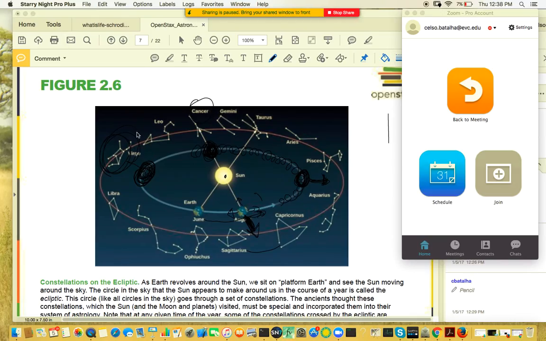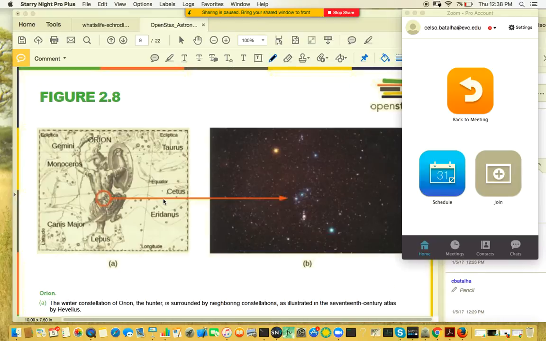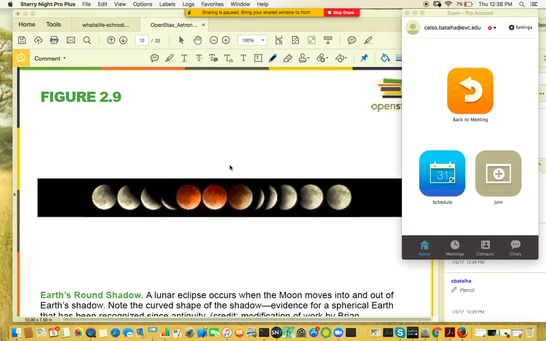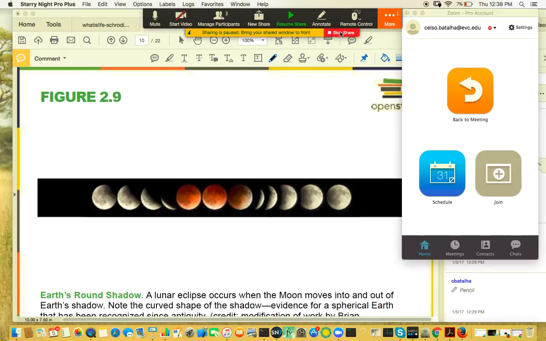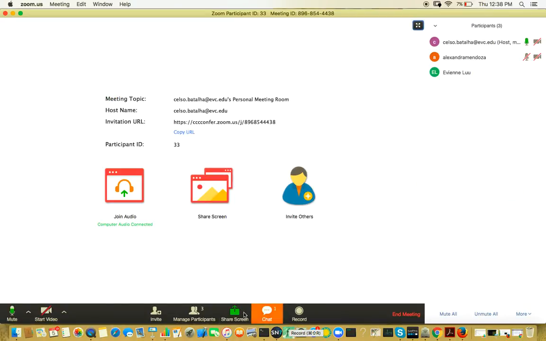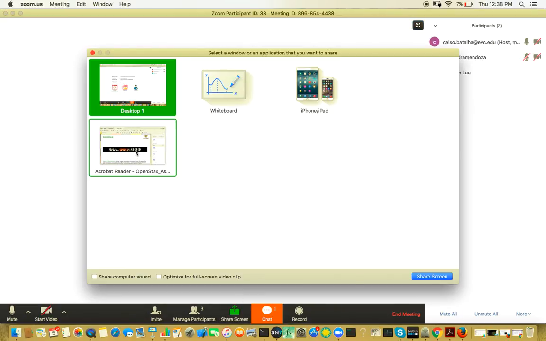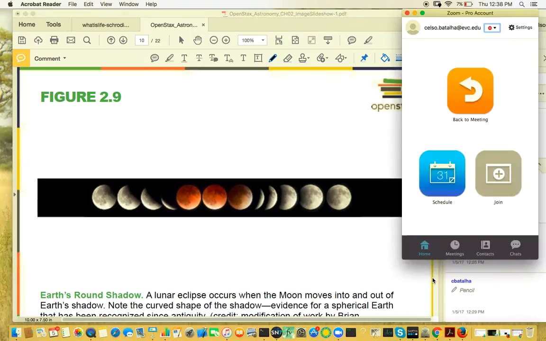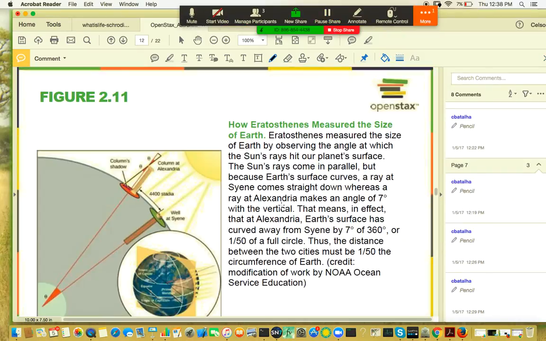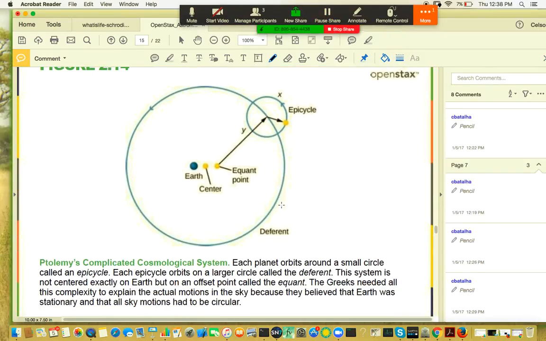And now our book also advances further, and let me go back now to our book. Sorry, I have to go back and forth because I can't share my entire screen.